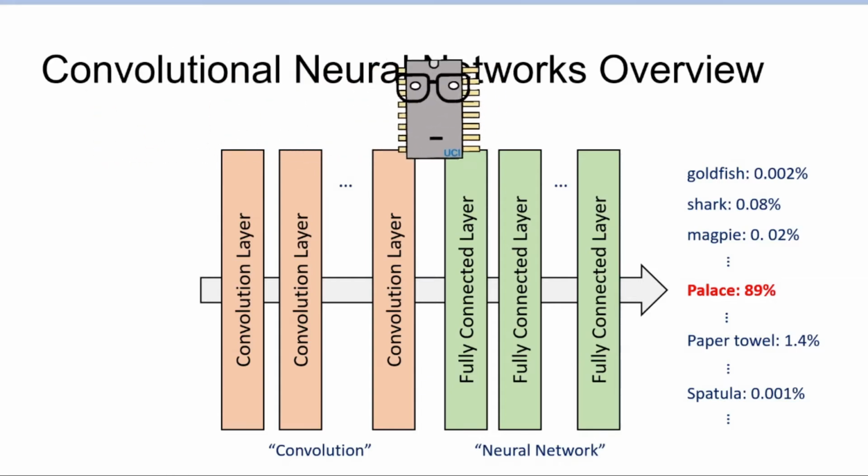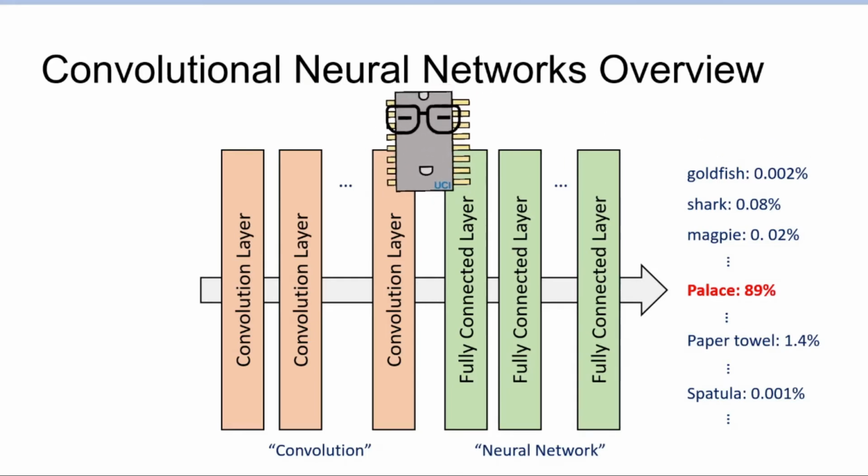Typical deep convolutional neural networks consist of largely two different classes of layers. And the whole model is organized as a stack of these layers.